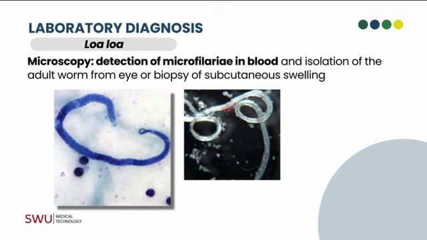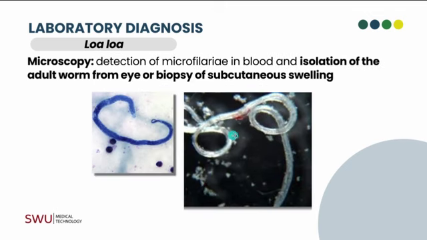That would be the isolation of the adult worm from the eye, or from the biopsy of a subcutaneous swelling or from a Calabar swelling. So if the adult worm is demonstrated in Loa loa, then therefore we can say that the patient, or we can put into the result that the patient is positive for Loa loa and is experiencing loiasis.